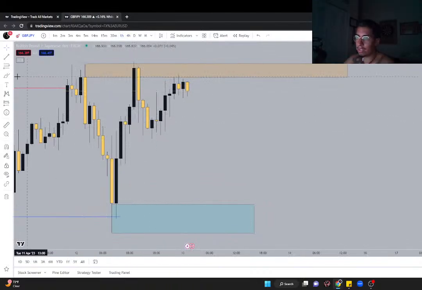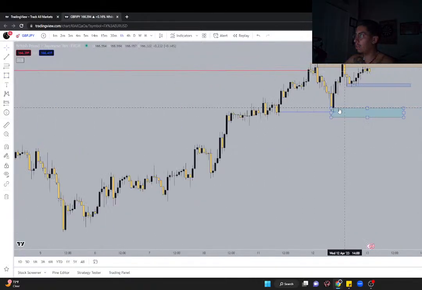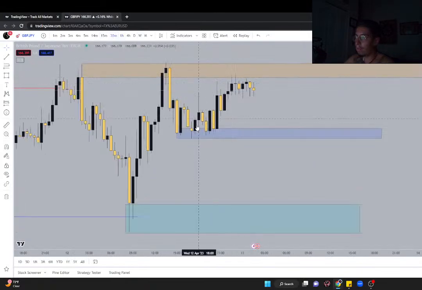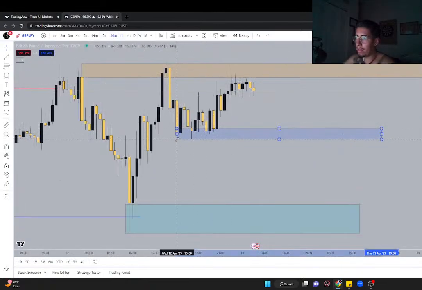So most likely we can drop down towards this demand zone down here. And that's kind of what led to that high point, right? So now we have to ask ourselves, what does price want to hit first? And what are we mitigating? What could potentially grab for price to drop down?